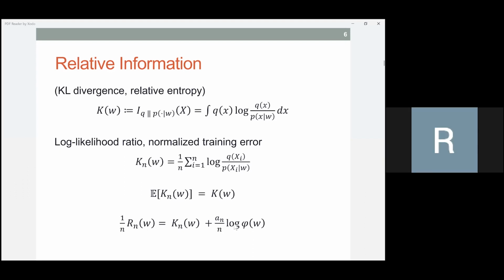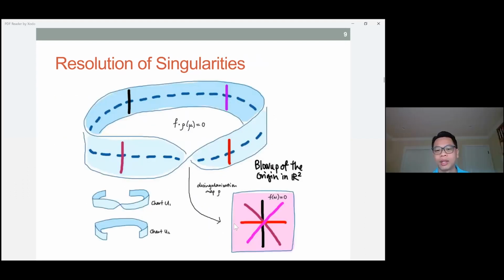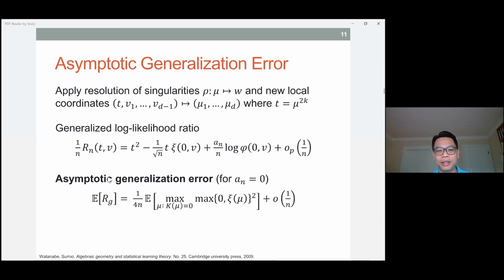If you look at my theorem here for asymptotic generalization error, it's only for the case when there's no regularizer. The case when a_n is non-zero, when there's a regularizer, is discussed in Watanabe's book. He goes through all the cases, and he has a different form of the generalization error for each of those other cases. I don't do that in my talk here, but it's an interesting topic.